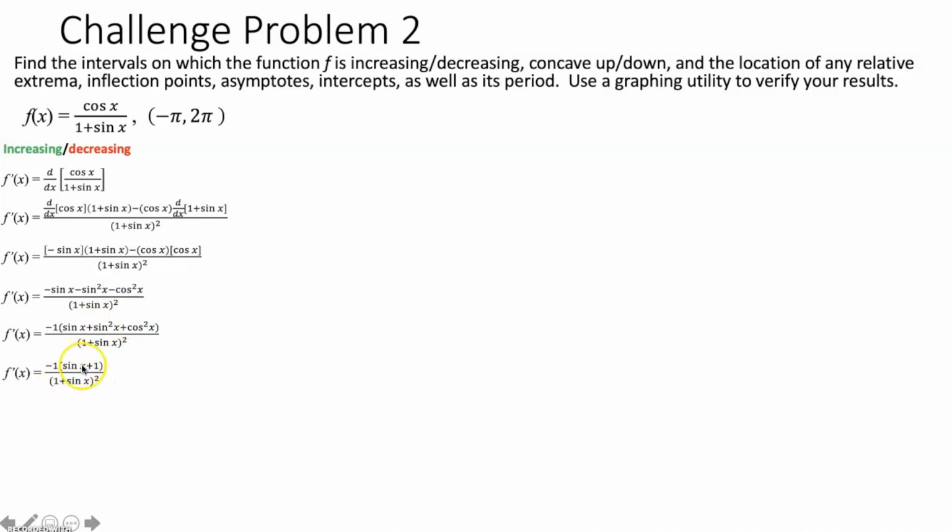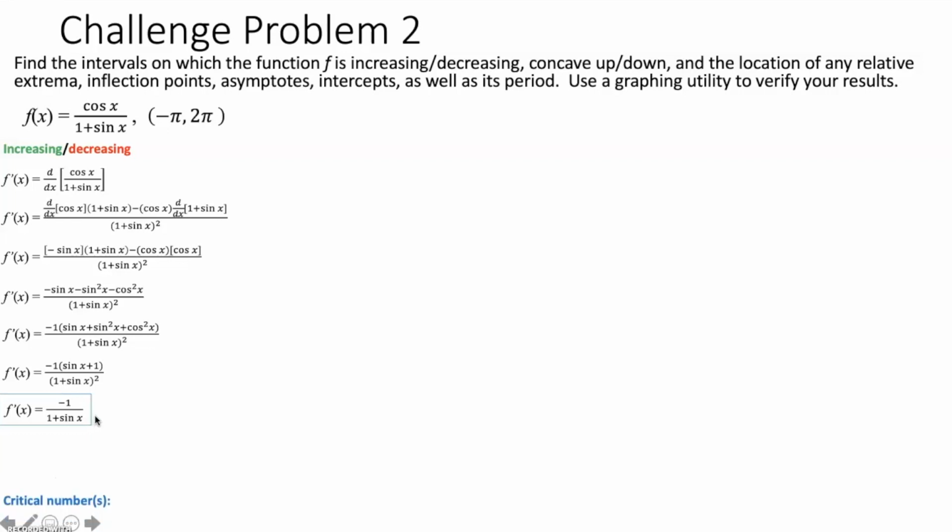Because I now have a sine x plus 1, or I could rewrite that as 1 plus sine x in the numerator, as well as two of them in the denominator. So this is going to cancel out with one of these in the denominator, and I end up getting my derivative, which is negative 1 over 1 plus sine of x. Now why did we just find the derivative? Because we're trying to find the critical numbers.